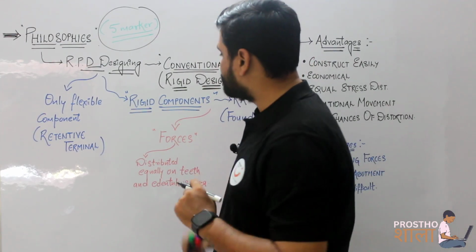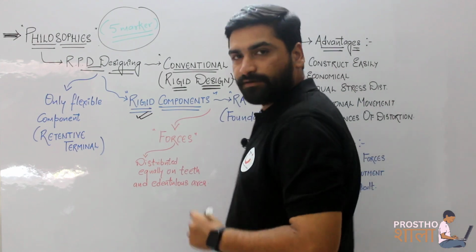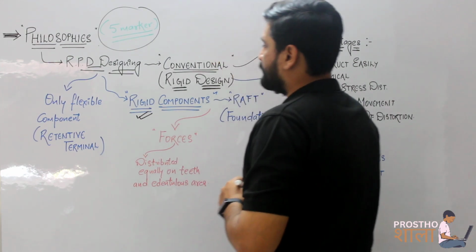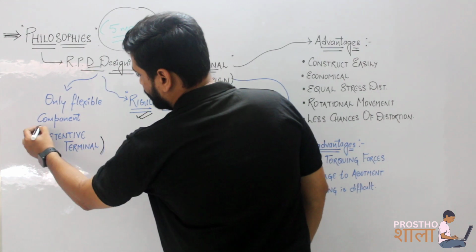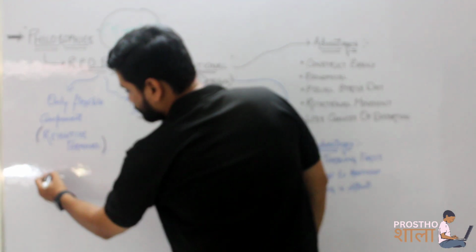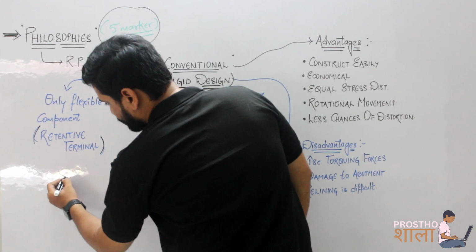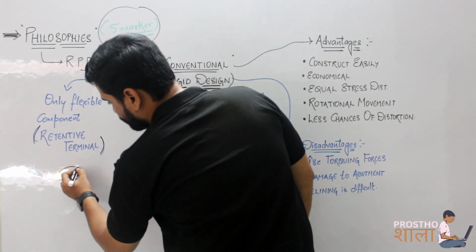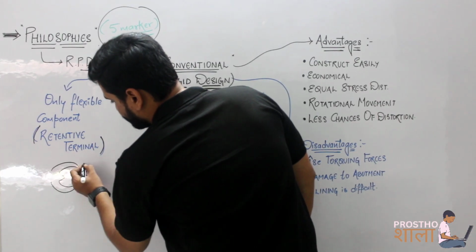All the components are going to be the rigid components in your cast partial denture. The only flexible component will be the retentive terminal. When I am talking about the retentive terminal, that means if we see a clasp of a cast partial denture, there are mainly two parts, the retentive arm and the reciprocal arm.